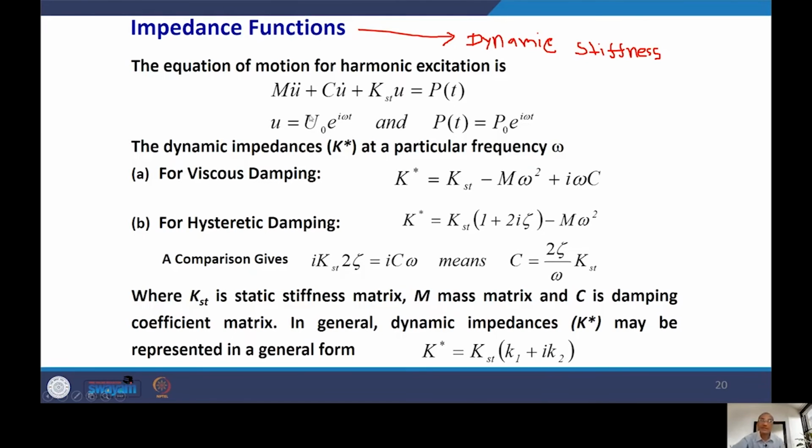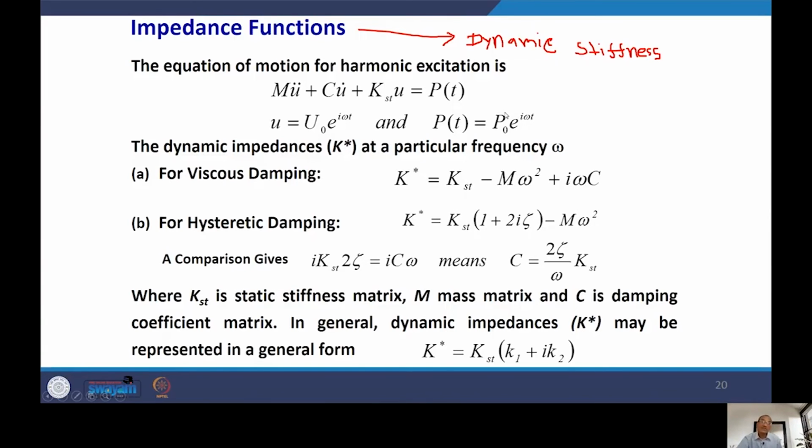For harmonic excitation, you can write that u is equal to u naught e^(iωt), and the force P(t) can also be represented as p naught e^(iωt). Once you put these in, e^(iωt) will cancel out from both sides, and what is left? u naught multiplied by (k minus m ω² plus i c ω) should be equal to p naught. Okay, so p naught is the amplitude of the force applied.